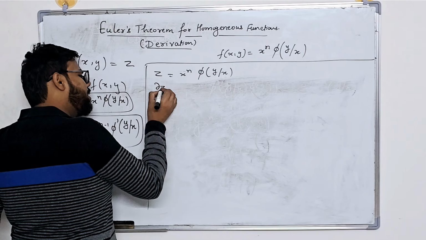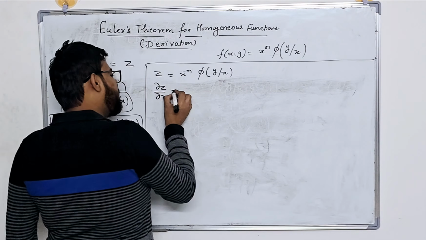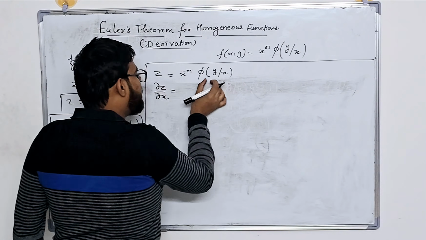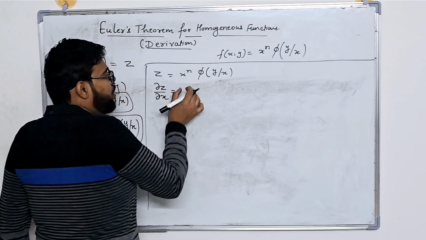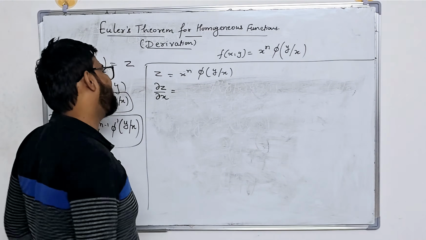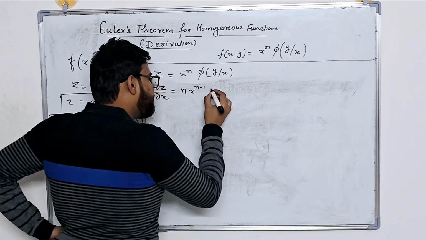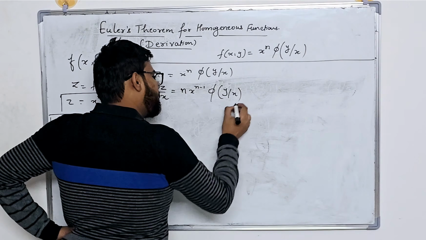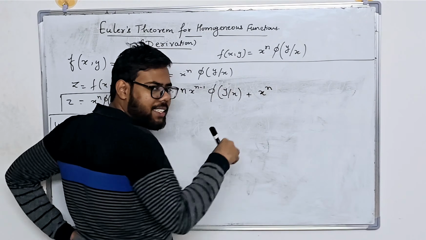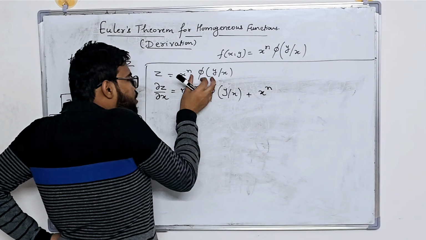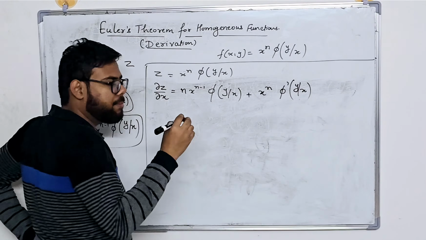So del z by del x. Now again we are keeping y as a constant. And now you have to apply the product rule, right? Because there are two places which you have to differentiate with respect to x. So first of all, with respect to this, it will be n x to the power n minus 1, simple, phi of y by x, right? You get this thing plus x to the power n as it is into the derivative of this function phi of y by x.